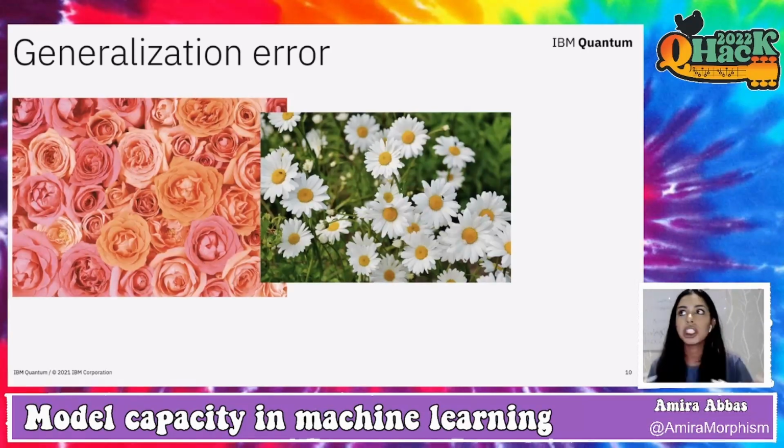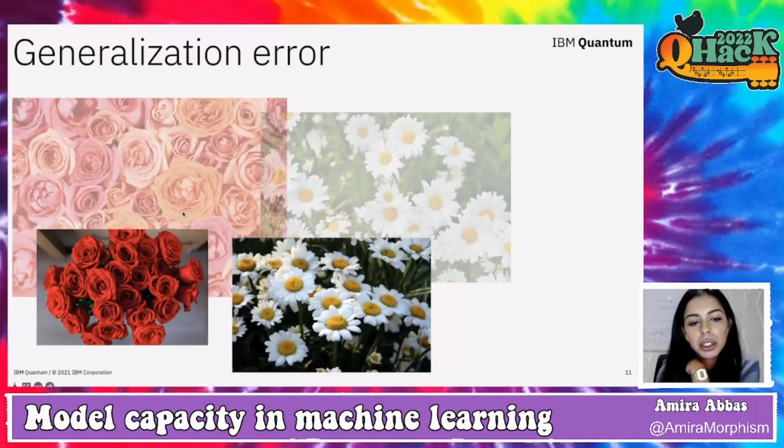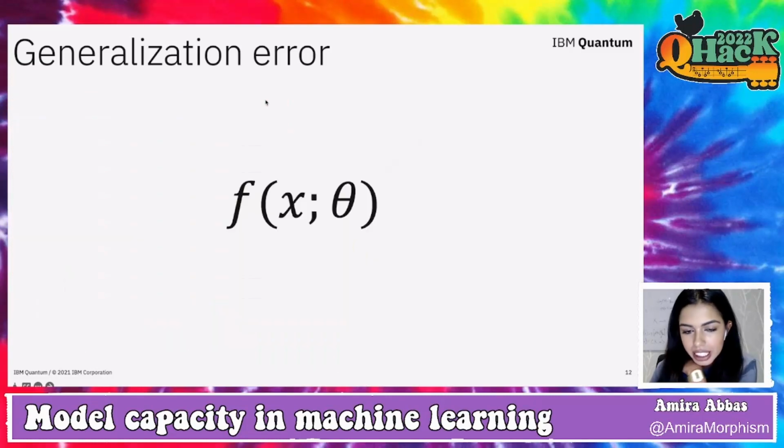We have some machine learning tasks. In a supervised setting, we train them on stuff. So let's say classifying pictures of flowers. And the whole idea is once we've trained a model, how well does it do on out of sample data? Can it generalize well to new tasks? And the error that it makes is this generalization error.